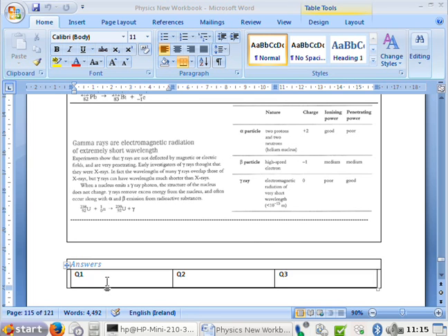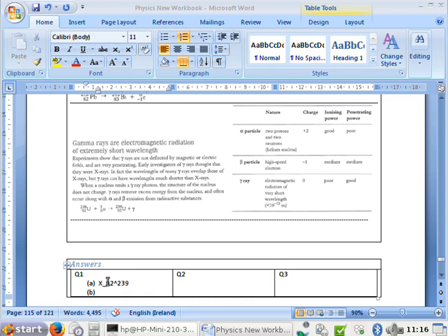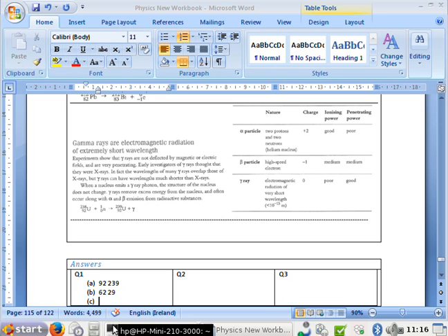Right, so the first one, what's missing in the formula? X. 23992. X, which is on the top and which is on the bottom? On the bottom is 92 and up the top is 239, yeah? Okay, the next one, what's missing? 62 and 29. You know what, I'll just write the two numbers in. 62 and 29. Okay, the next one?